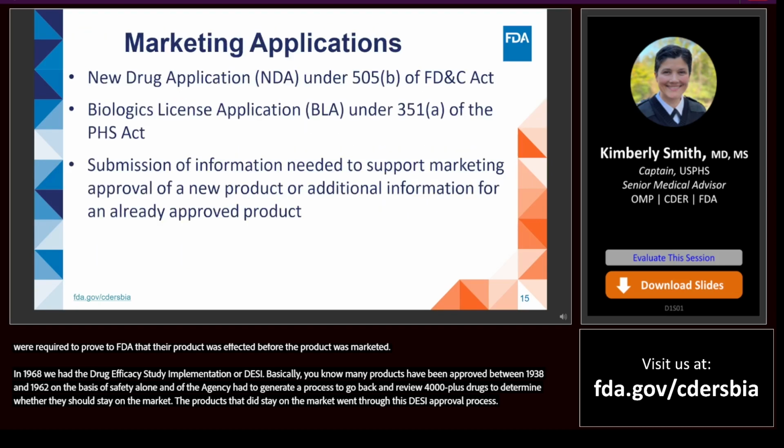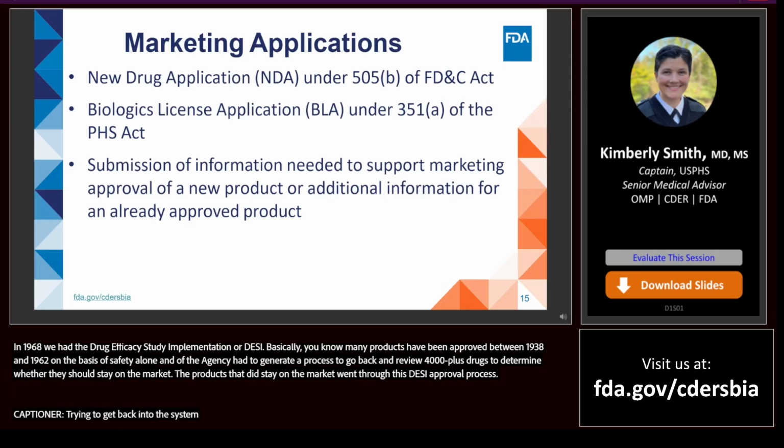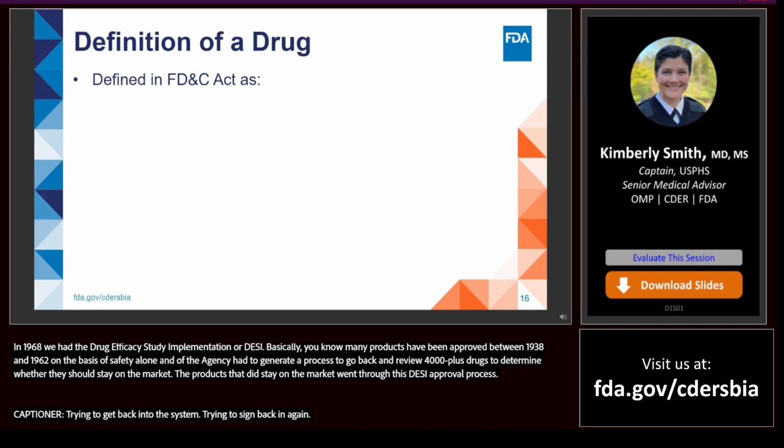So moving on, once you have completed all of your studies under IND, you're ready for a marketing application. As I mentioned, there are two main types of marketing applications. One is a new drug application under the Food, Drug, and Cosmetic Act, and the other is a biologics license application under the Public Health Service Act. Both are a mechanism to provide the FDA with information that's needed to support the marketing approval of a new product, or to provide additional information to support a new indication or changes to labeling for an already approved product.